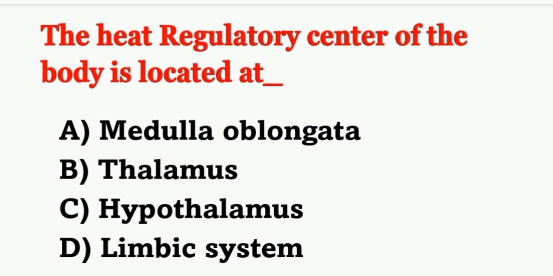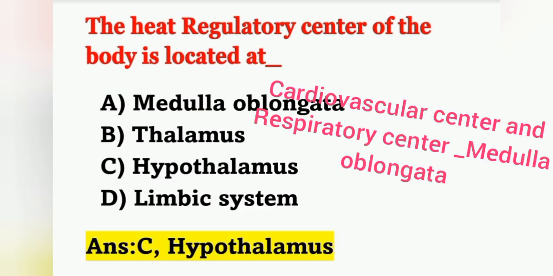First question. The heat regulatory center of the body is located at: option A medulla oblongata, option B thalamus, option C hypothalamus, option D lymphatic system. Hypothalamus. Option C is the correct answer. The respiratory center is located in the medulla oblongata, and also the cardiovascular center. The heat regulatory center or temperature regulatory center is the hypothalamus.